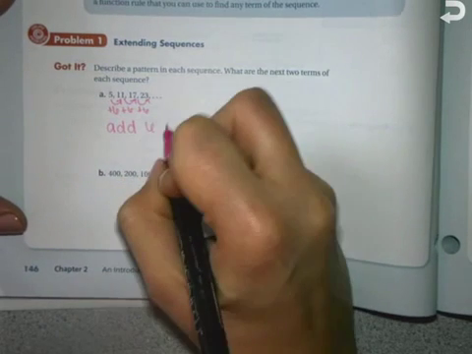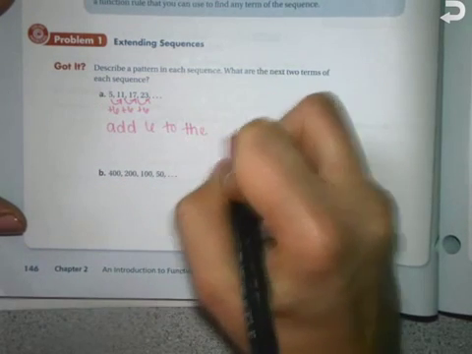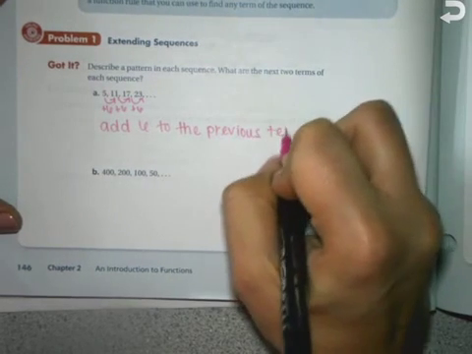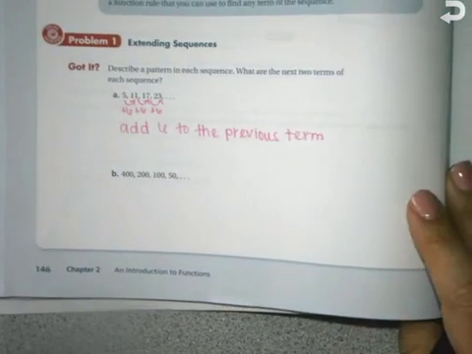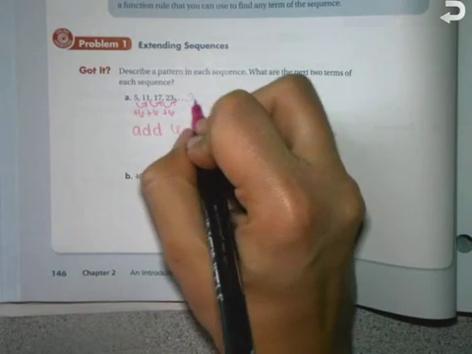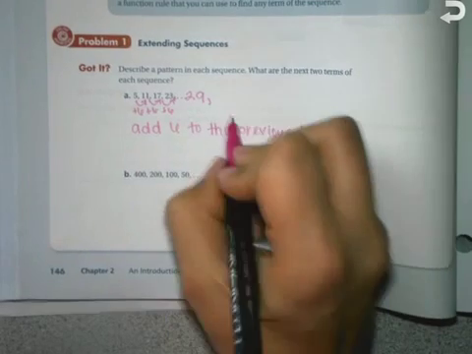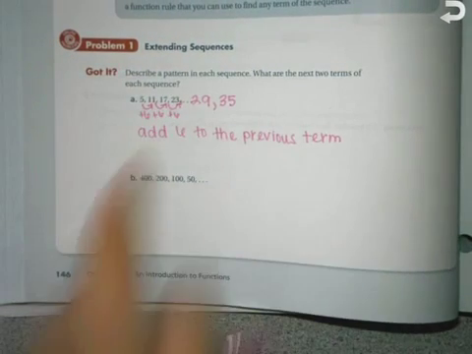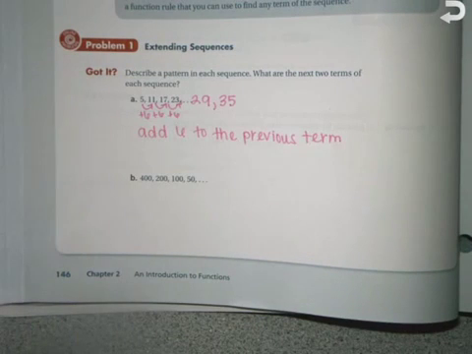I just gave you guys the answer. So we take the previous term and then we add 6 to it, right? So after 23, what would be the next term? 29, and then what would be the one after that? 35. Okay. The dot, dot, dot at the ends of the sequences mean that it goes on forever following that same pattern. Okay, so then let's look at part B. 400, 200, 150. What's the pattern there?